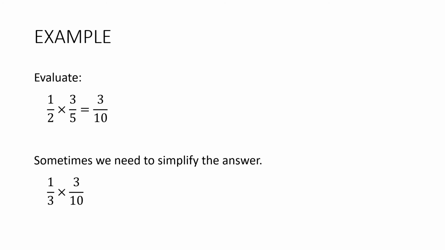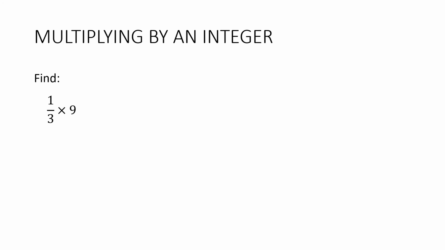Now sometimes we need to simplify. Have a look at this one. We're going to go 1 times 3 is 3, 3 times 10 is 30. Now can you see a common factor there? 3 goes into 3 and also goes into 30, so I need to cancel that down. 3 into 3 goes once, 3 into 30 goes 10 times. Our answer is 1/10. Now I'm going to show you a shortcut for this on the next slide.